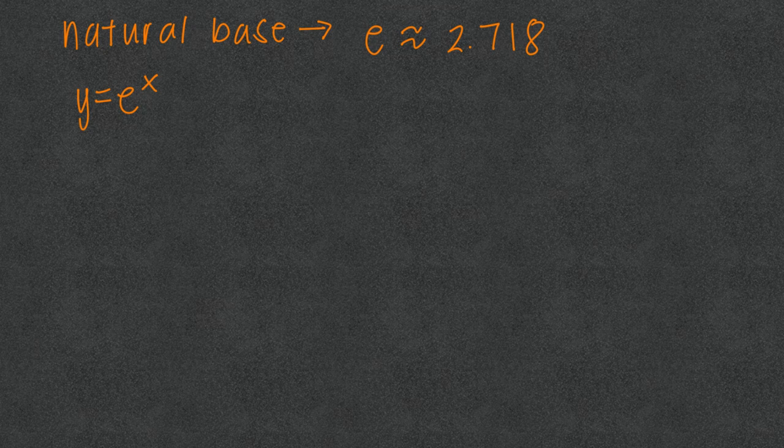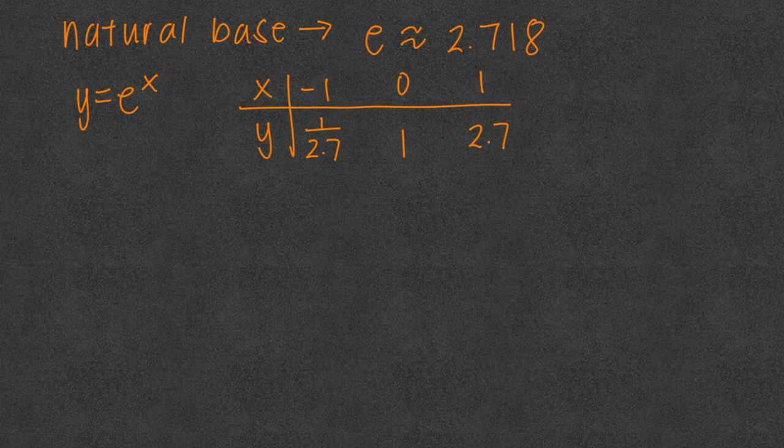Okay? So when we do our table for this, we would have -1, 1 over 2.718. We would have 0, 1, and 1, 2.718. Okay? This is basically 1/2. Basically, but if you write that on the test, don't write it on the test. Don't write 1/2 on the test.